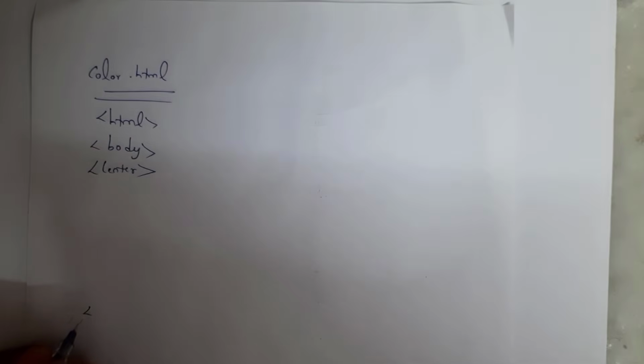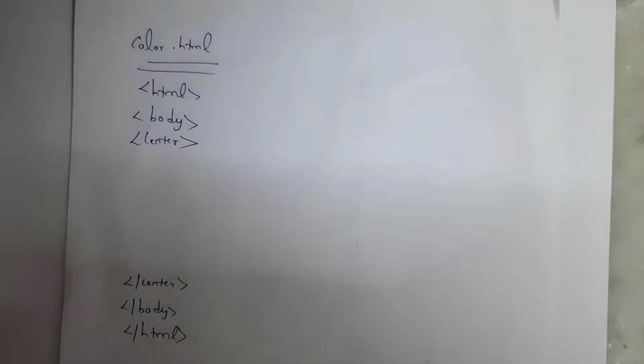First, I need to create an HTML program. I am giving the HTML program the name color.html. I am writing the html and body tags, center, and similarly we need to close the center, close the body, and close the html. Inside this, I am creating a form.